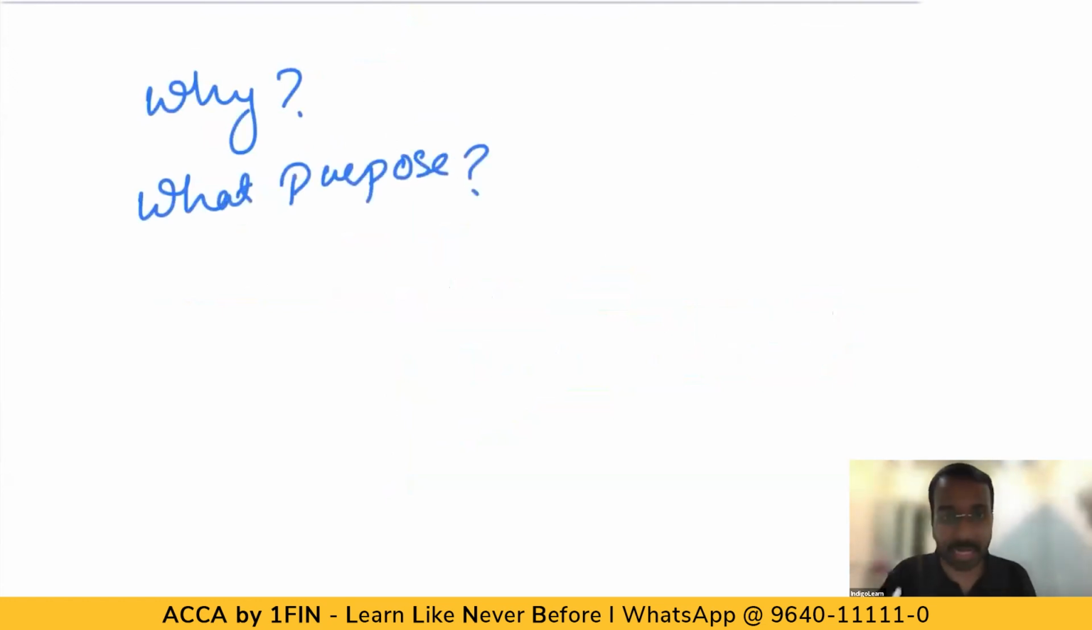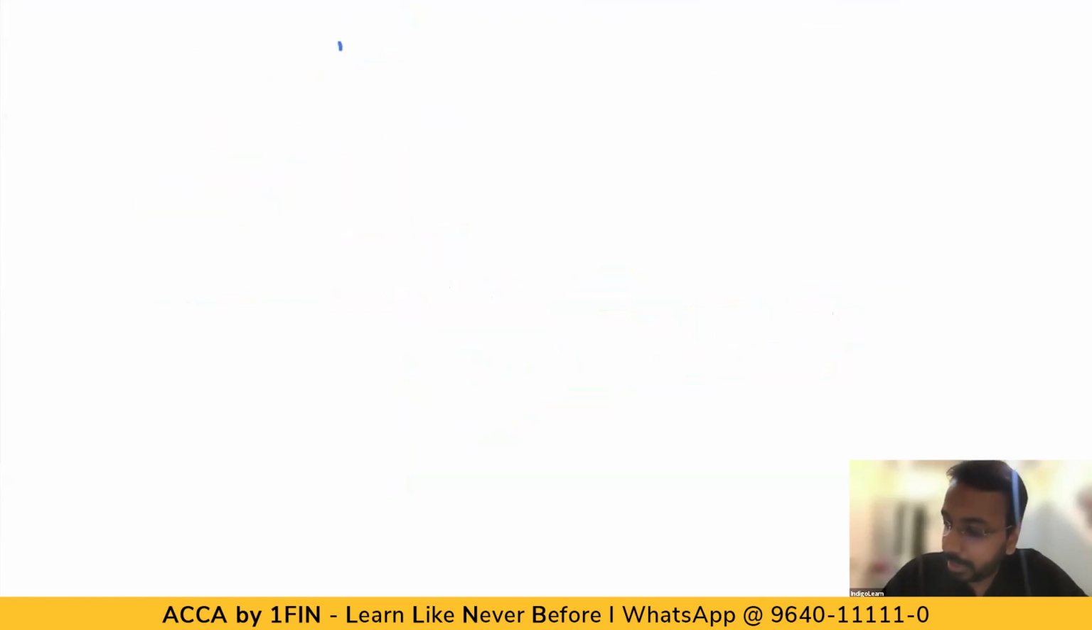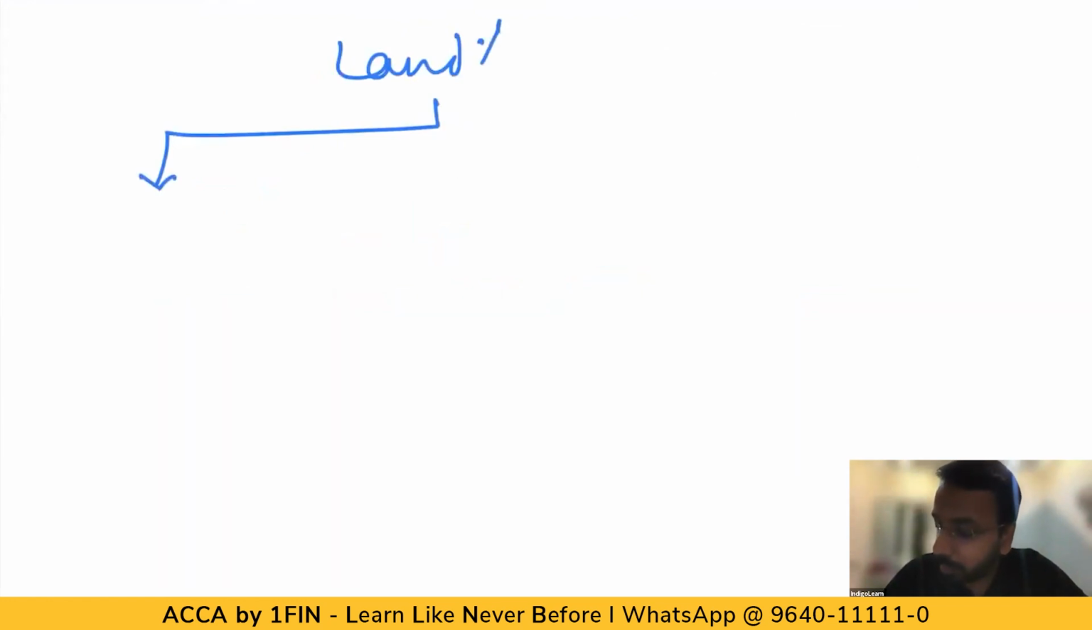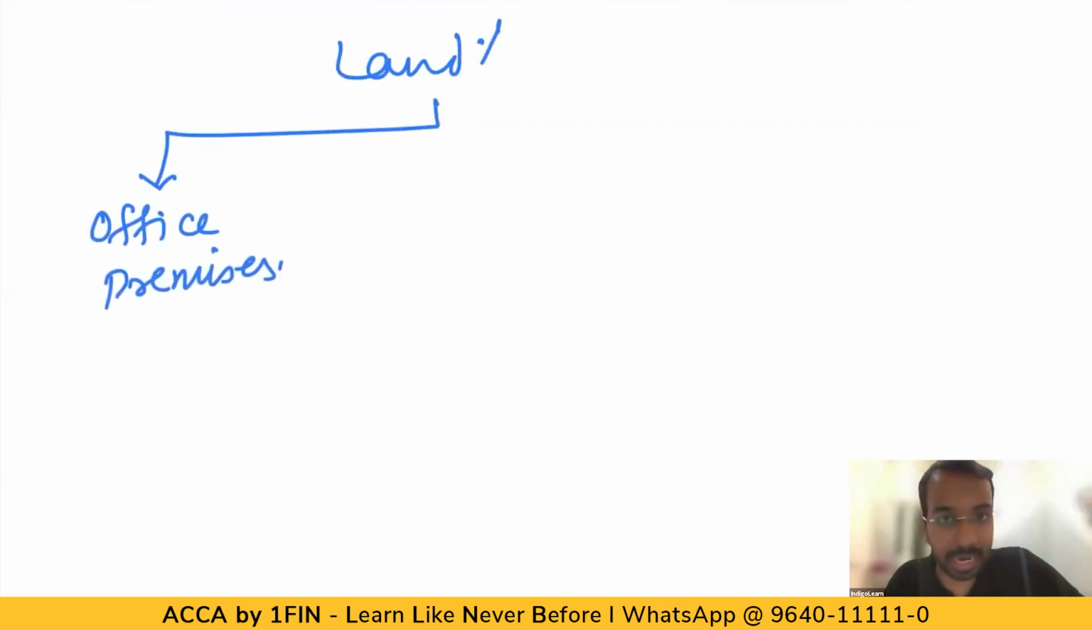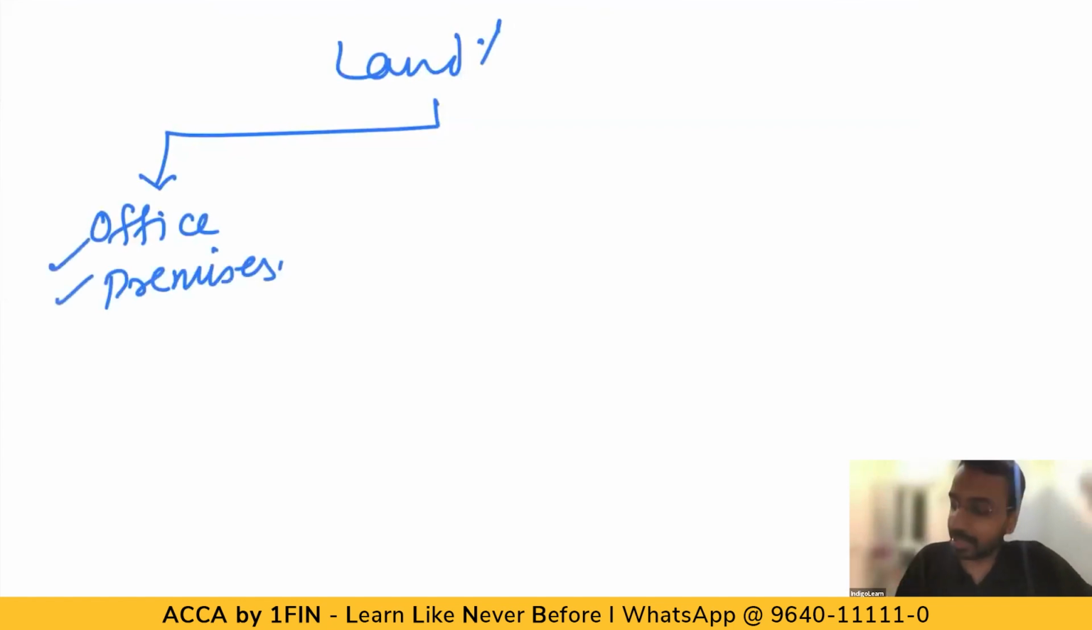Only then can we classify and say whether the land is a fixed asset or something else. For example, if the land is purchased for office premises, we purchase the land so that we can build a building on it and use it as our office premises.